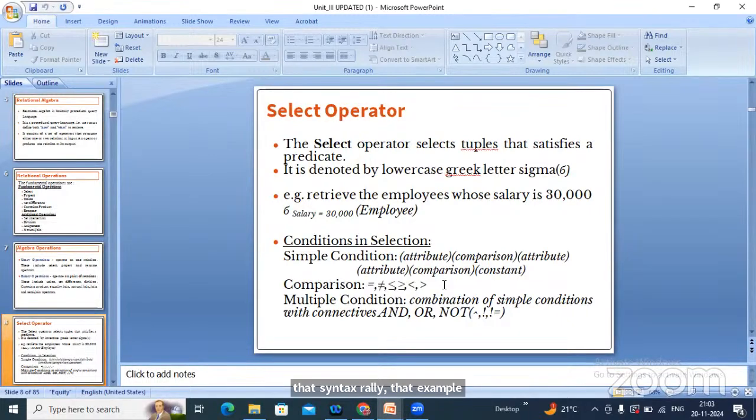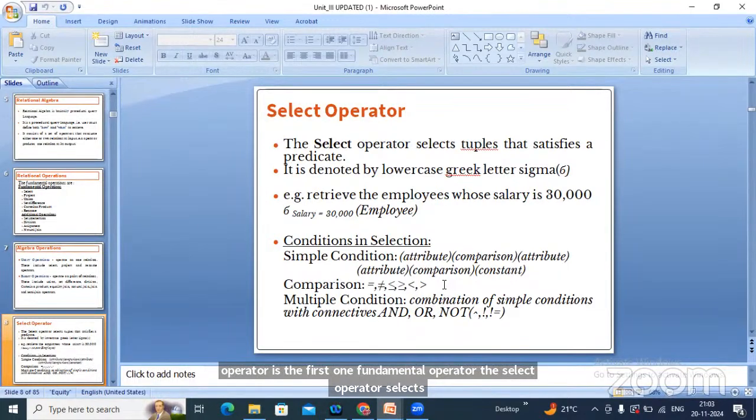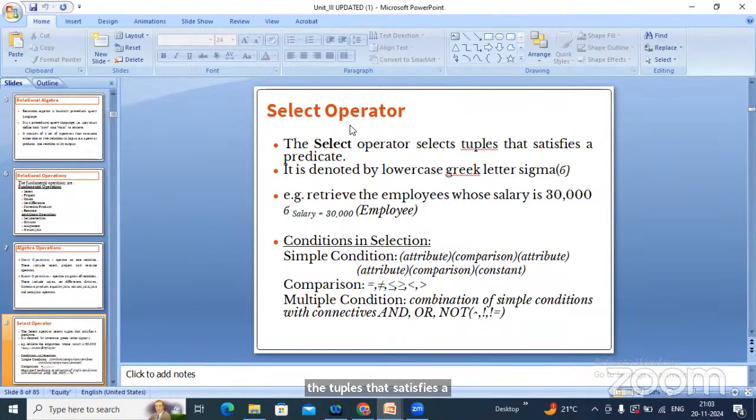So in relational algebra, the select operator is the first fundamental operator. The select operator selects the tuples that satisfy a predicate. Predicate is nothing but a condition. Simply remember, select is denoted with the lowercase Greek letter sigma.